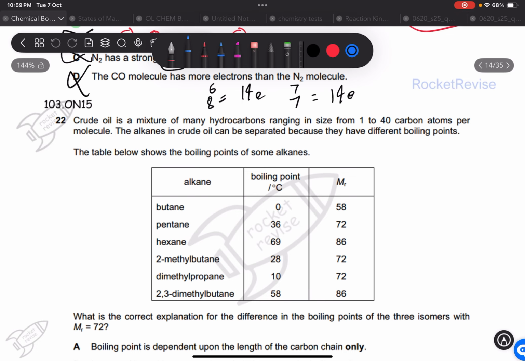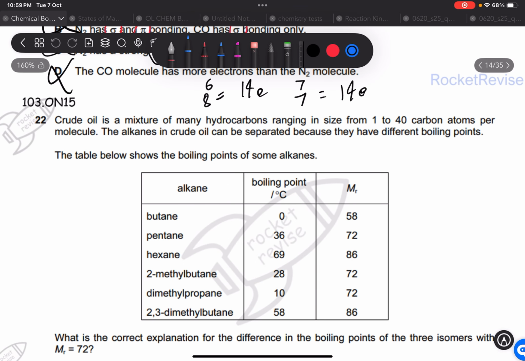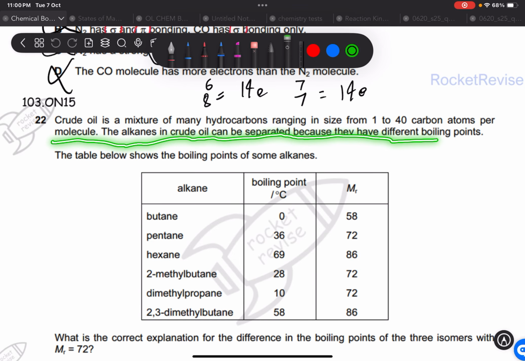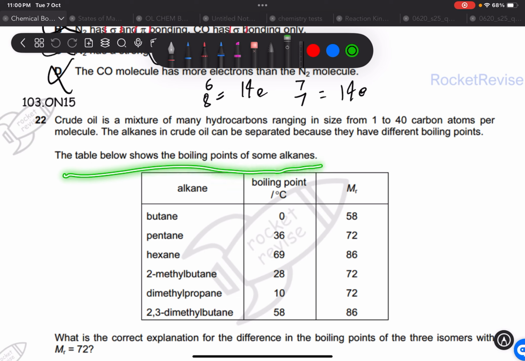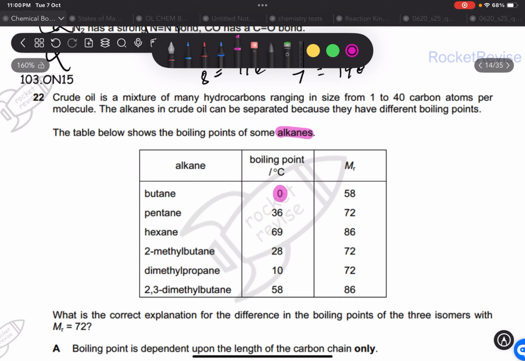Crude oil is a mixture of many hydrocarbons ranging in size from 1 to 40 carbon atoms per molecule. The alkanes in crude oil can be separated because they have different boiling points. The table below shows the boiling points of some alkanes. So remember that we are only dealing with one category of molecules, alkanes, and over here are their boiling points: 0, 36, 69, 28, 10, 50, and here are their Mrs. Okay, so we see that they're not increasing or decreasing, the Mrs are randomly arranged.